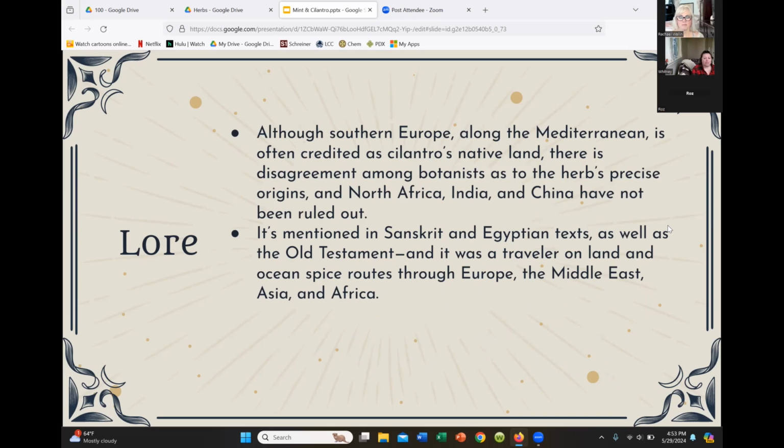We do know that it's mentioned in Egyptian texts and in Sanskrit. It's also talked about in the Old Testament. And we know that it has been traded both on oceanic routes and land routes through Europe, the Middle East, Asia, and Africa. So pretty much all over the world, cilantro is traded and bought and sold.